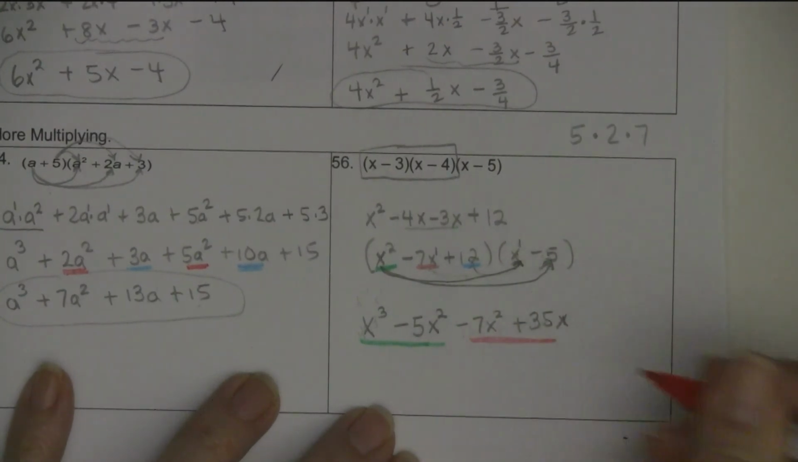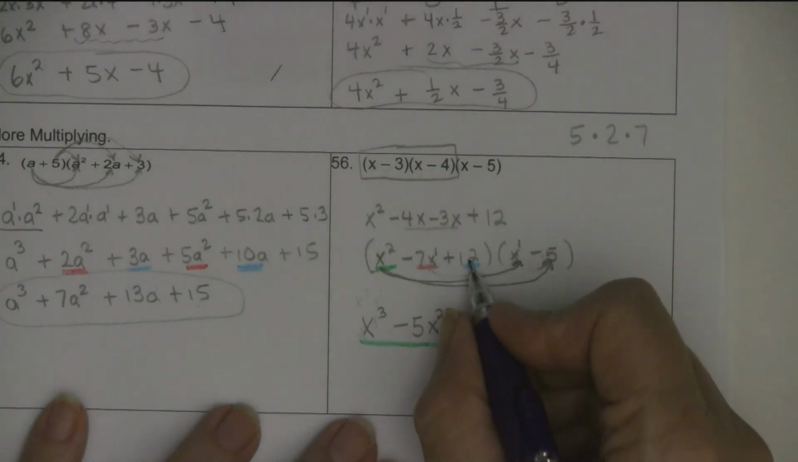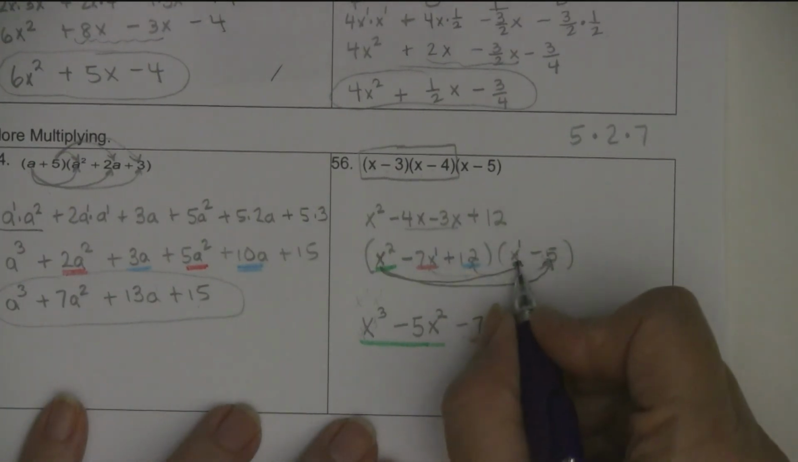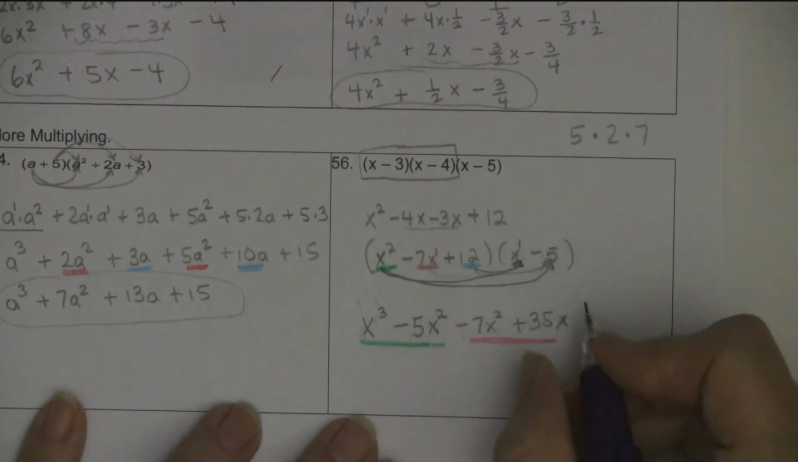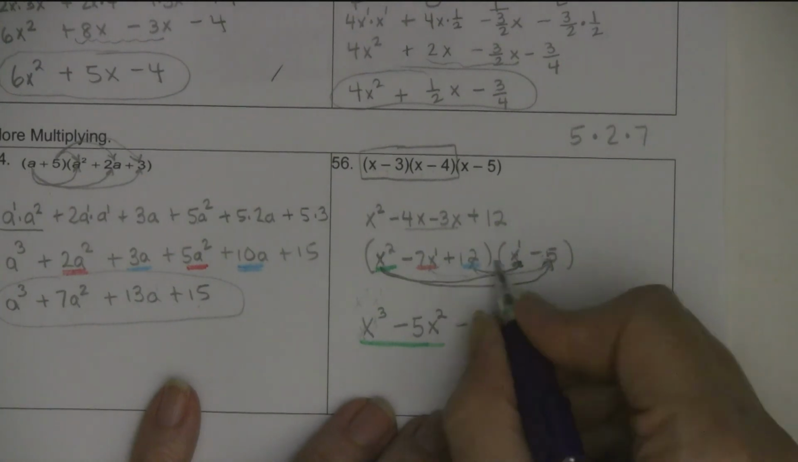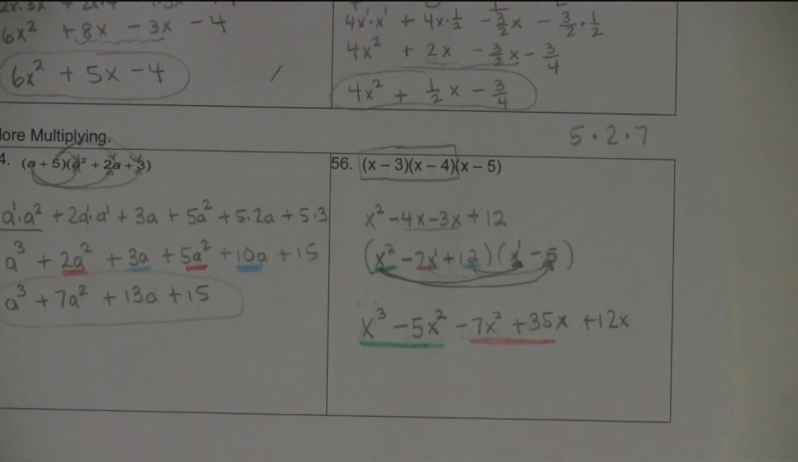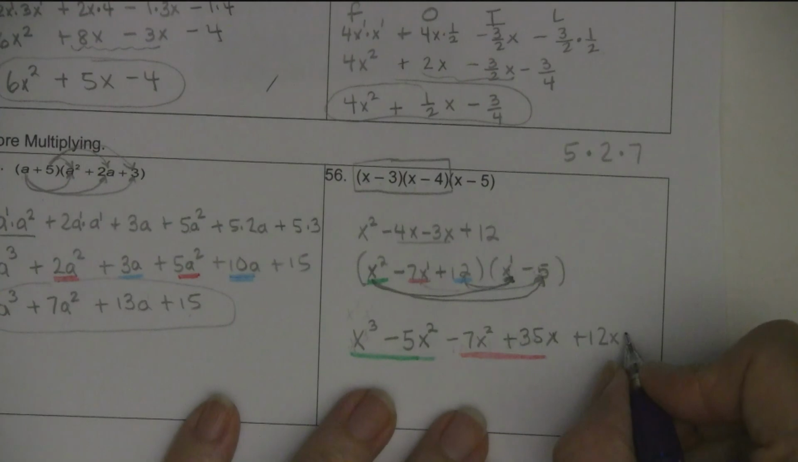Negative times a negative is a positive. 7 times 5 is 35. And then I'm going to do the blue, the last pass, here times here, right? Here times here, here times here. So let's see, that's positive 12x. And is it minus 60? 5 times 12? Is 5 times 12 60? I think it is. That's one of the ones that I guaranteed myself I had memorized. I think I have it.